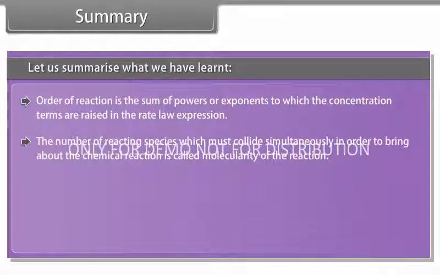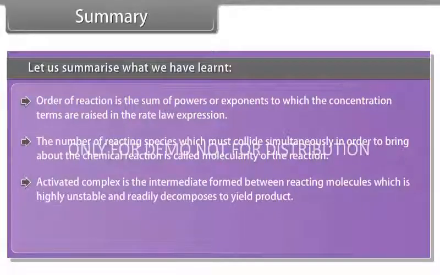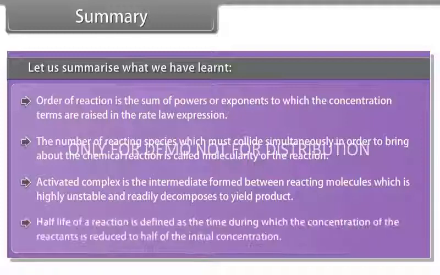The number of reacting species which must collide simultaneously in order to bring about the chemical reaction is called molecularity of the reaction. Activated complex is the intermediate formed between reacting molecules which is highly unstable and readily decomposes to yield product. Half-life of a reaction is defined as the time during which the concentration of the reactants is reduced to half of the initial concentration.